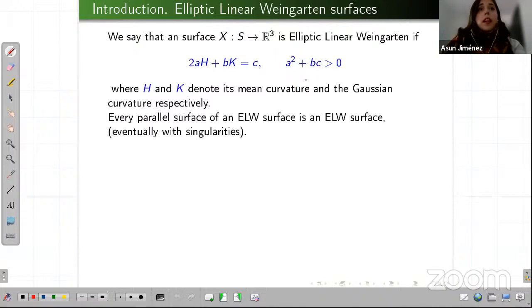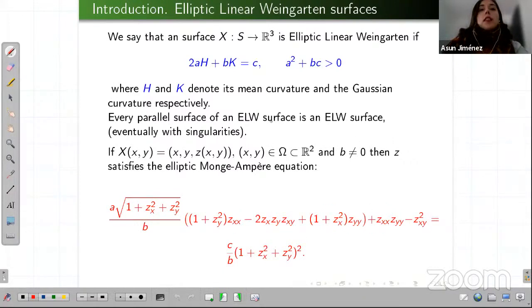There are many very interesting properties of this kind of surfaces. I have to mention this one: every parallel surface of an elliptic linear Weingarten surface is again one. If you take your surface and do a translation in the normal direction, you will have another elliptic linear Weingarten surface, of course for different constants A, B, and C, but a linear relation between the Gaussian and mean curvature will be satisfied again. Eventually, singularities will appear when you do this kind of normal translation.